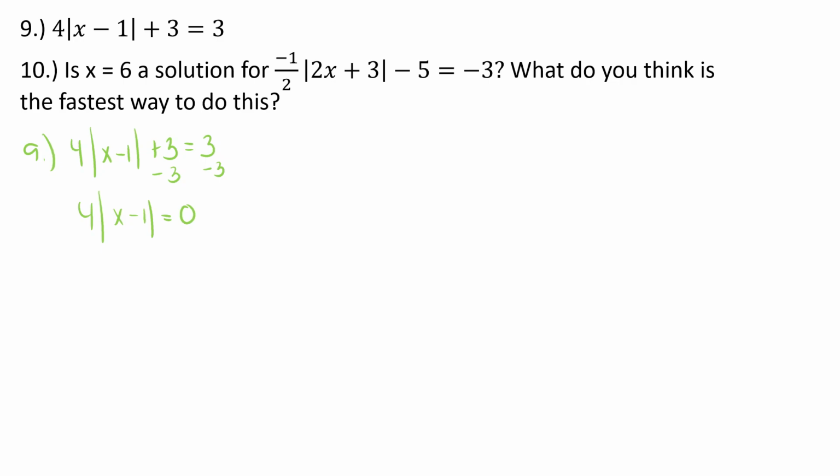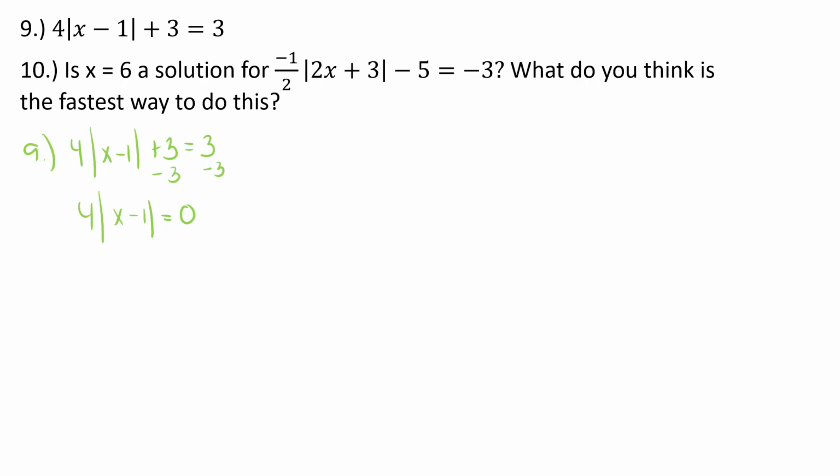You could actually reason this through a couple different ways. 4 times what equals 0? Well, there's only one number that if you multiply by 4 to get a 0, it's got to be a 0. Therefore, the absolute value of x minus 1 has to equal 0.